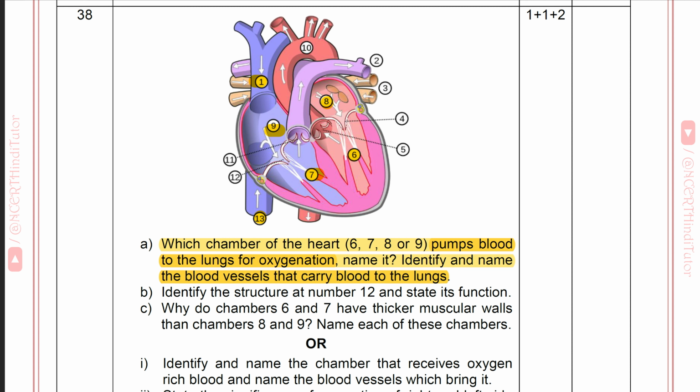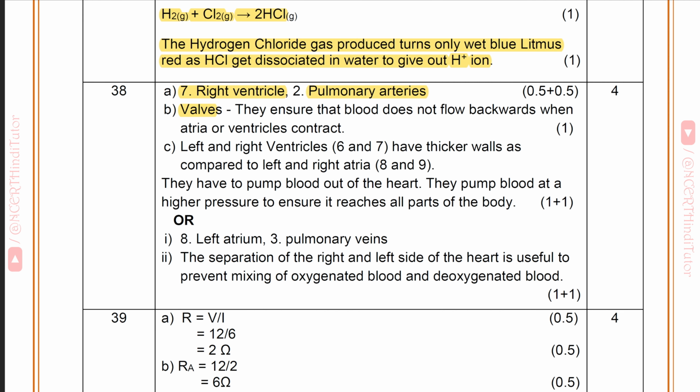B. Identify the structure at number 12 and state its function. So we have this number 12. Answer. Number 12 is valves. They ensure that blood does not flow backwards when atria or ventricles contract.